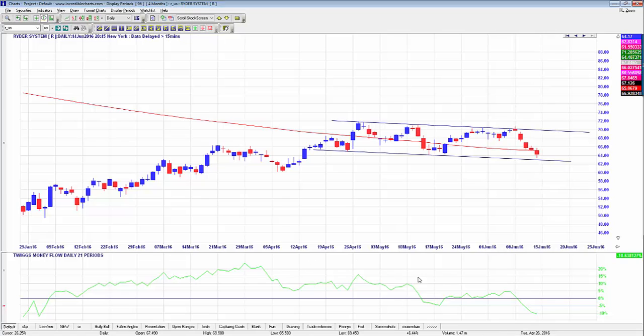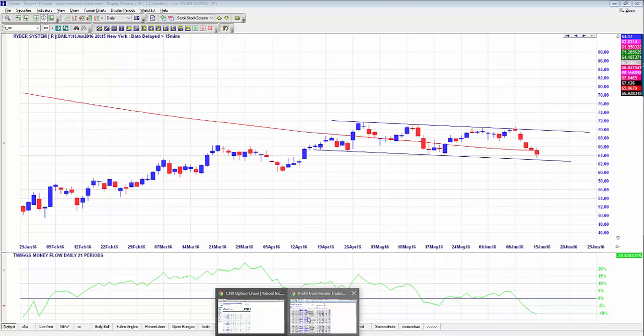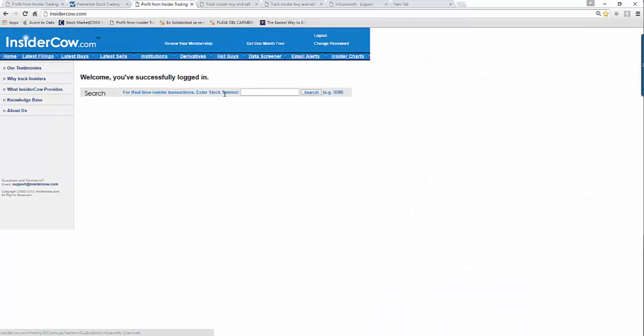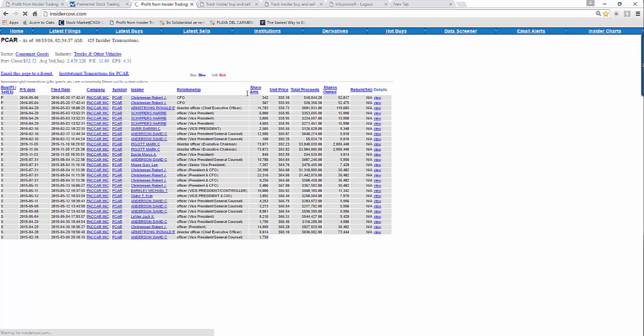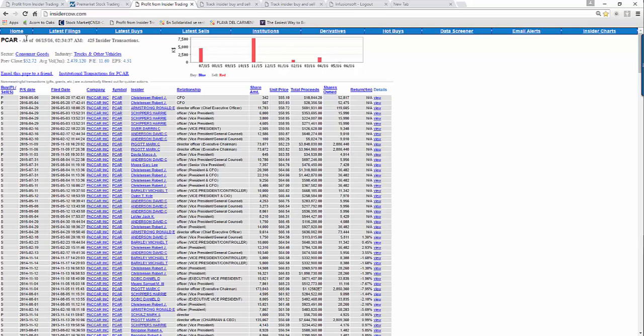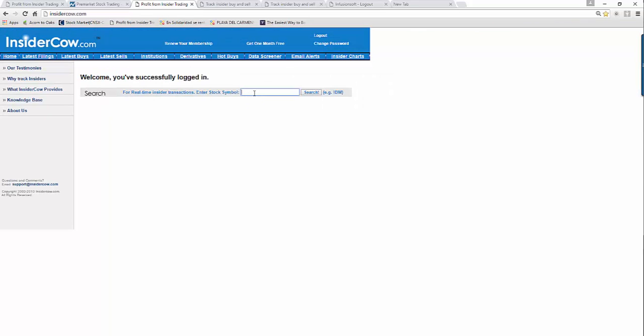But again, you can see that very divergent money flow. They've had significant insider selling. We can go back to that one. So, first, here's the previous one, by the way, PCAR, insider selling. And here's R.